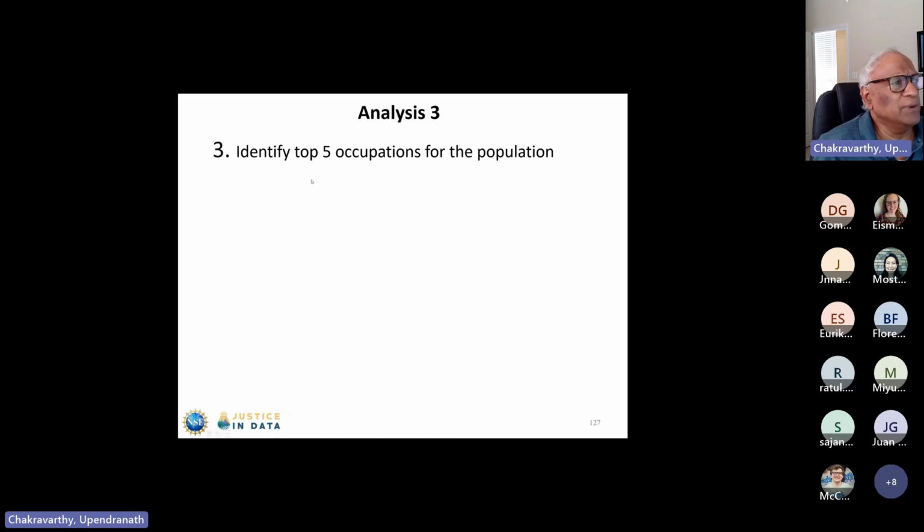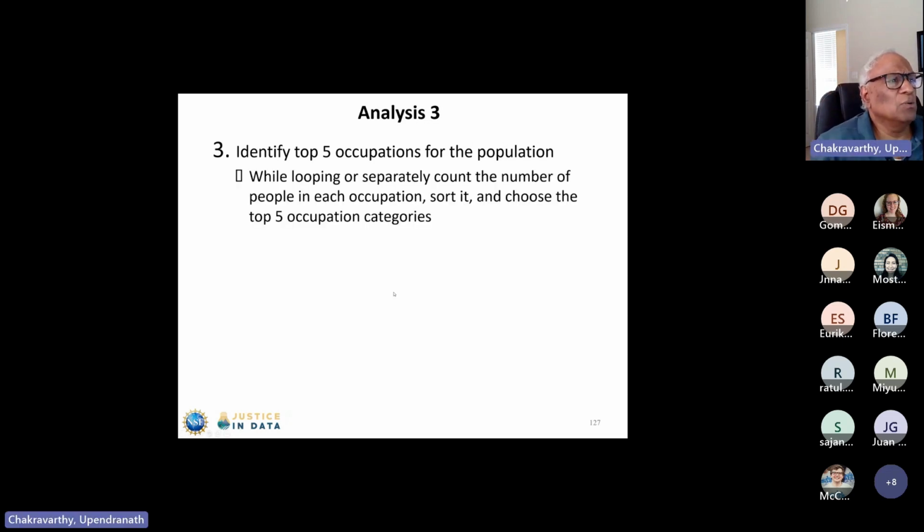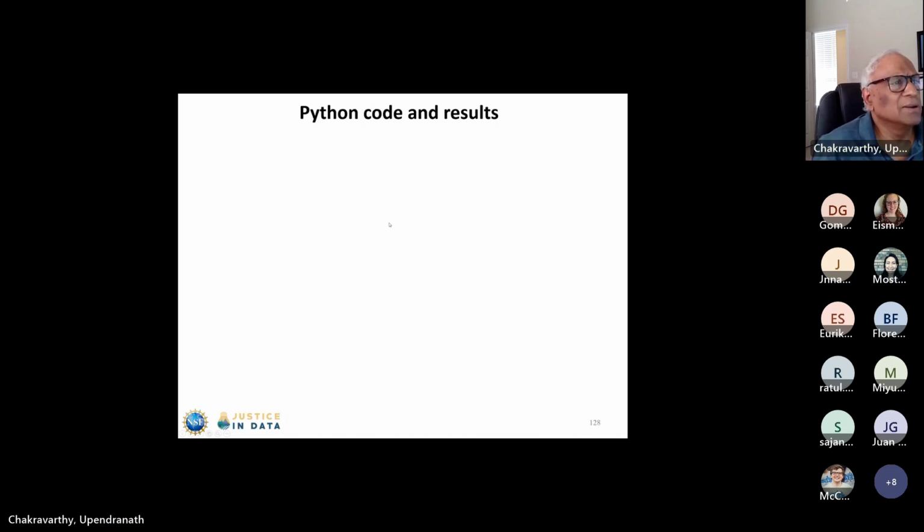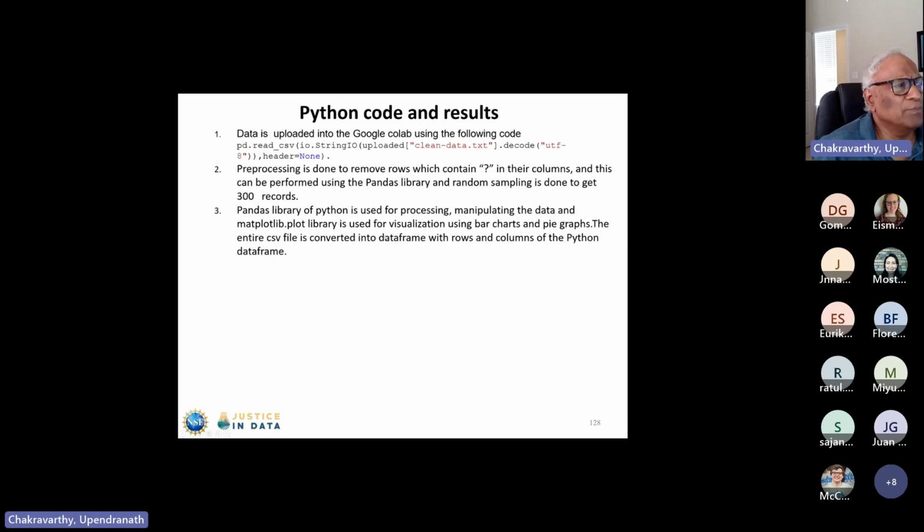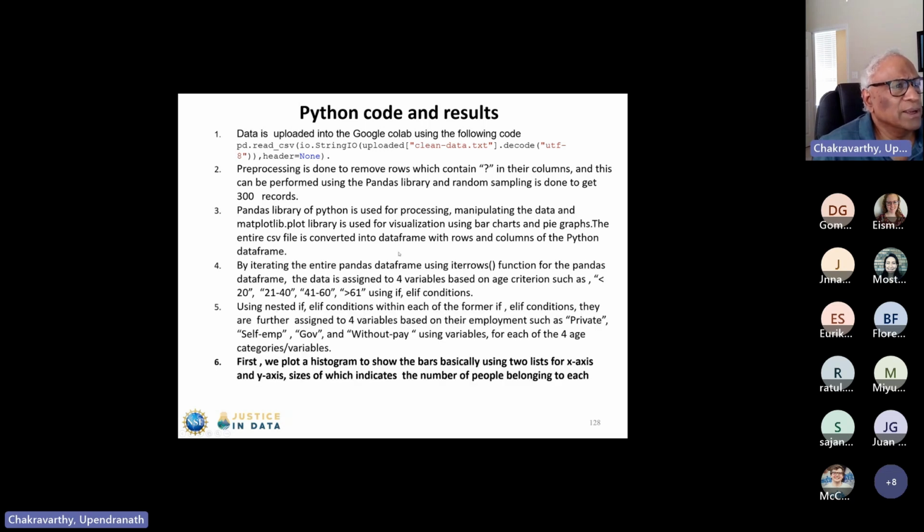Analysis three was to identify the top 5 occupations for the population. So this is more of a ranking question. We want to know which type of occupation occupies the highest spot and so on. So we also gave some idea of how to do that. I won't go through the Python code. I think you will learn all about this tomorrow, and you'll be able to do this.